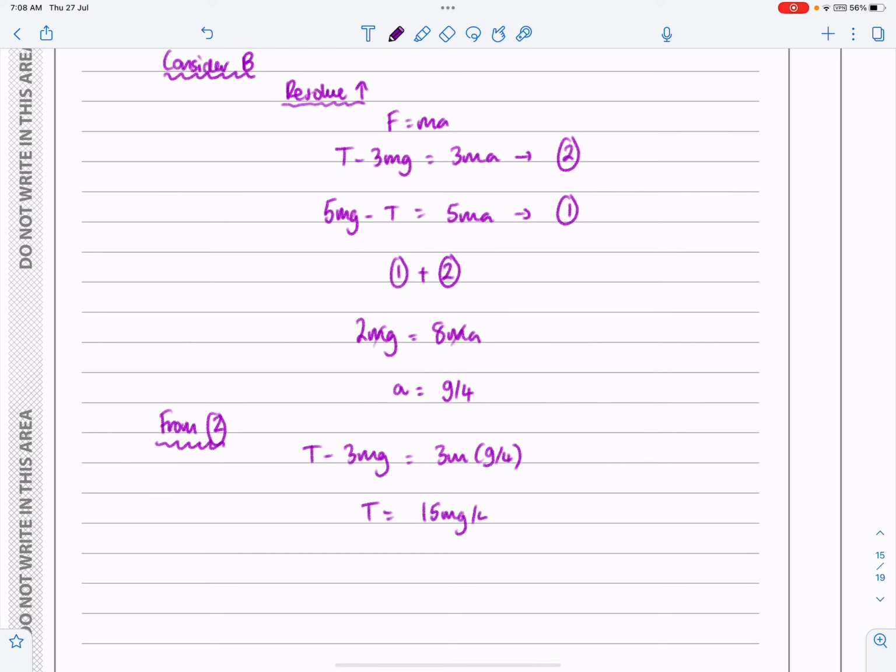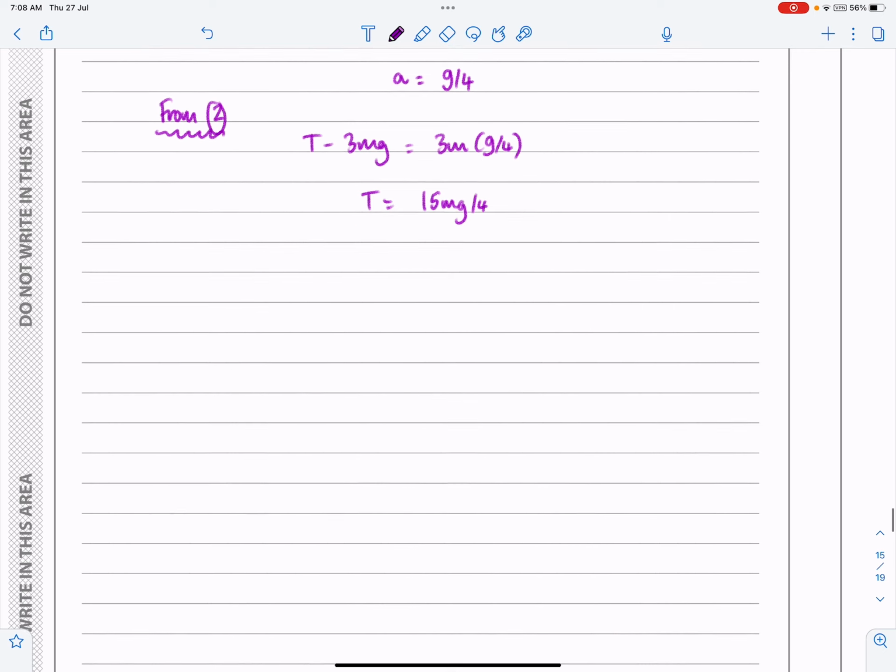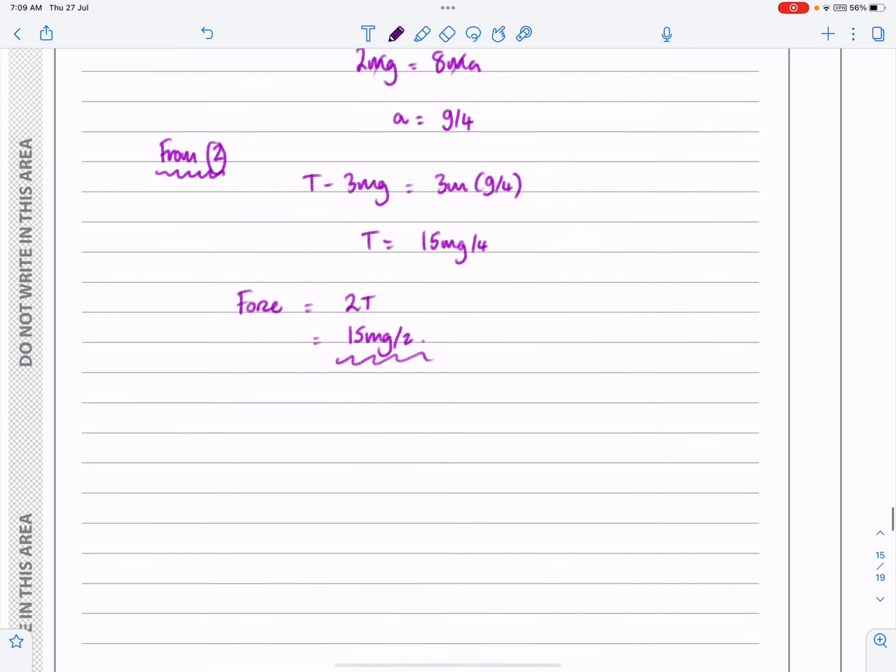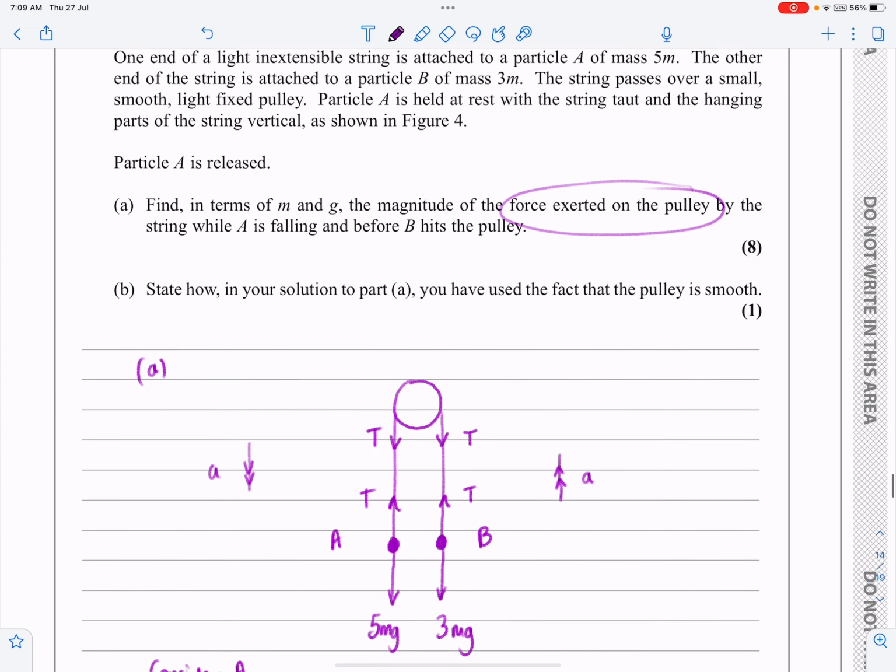force exerted on the pulley. And again, this is really straightforward. They could have made this much more difficult. But in this case, force exerted on the pulley is just equal to 2T. So that's equal to 15 mg over 2. So that's my actual answer for the first part.